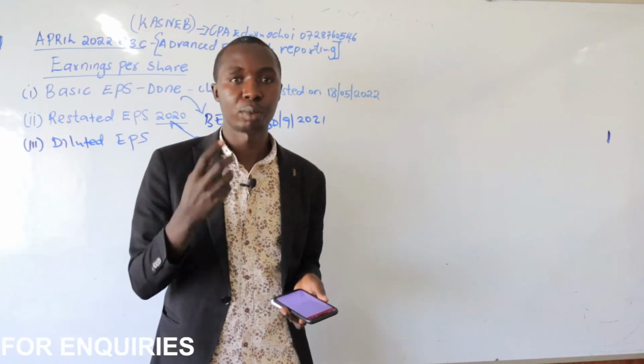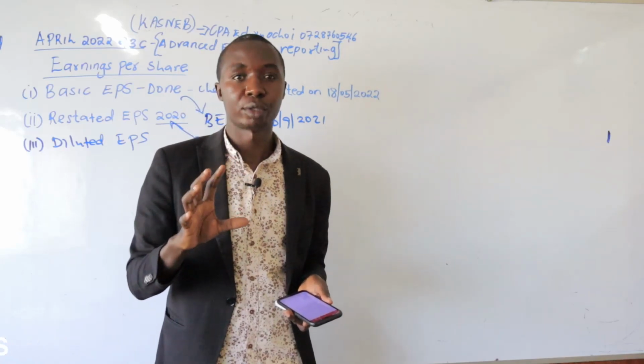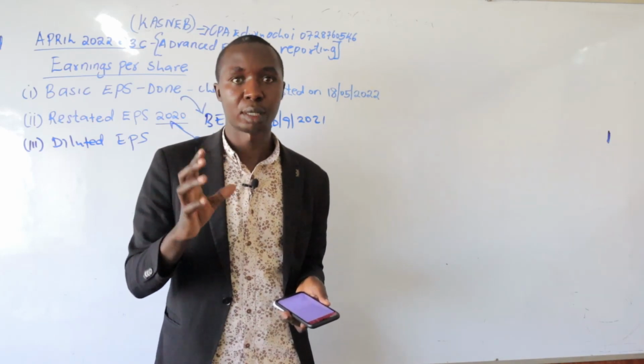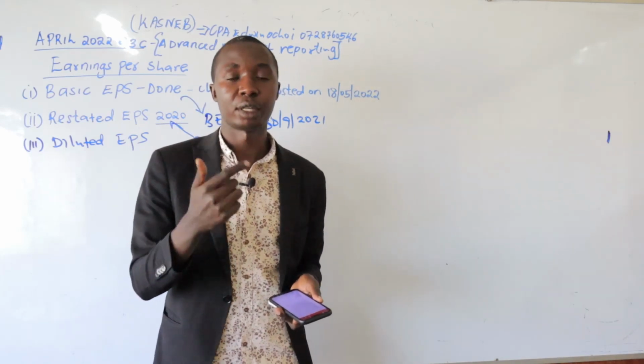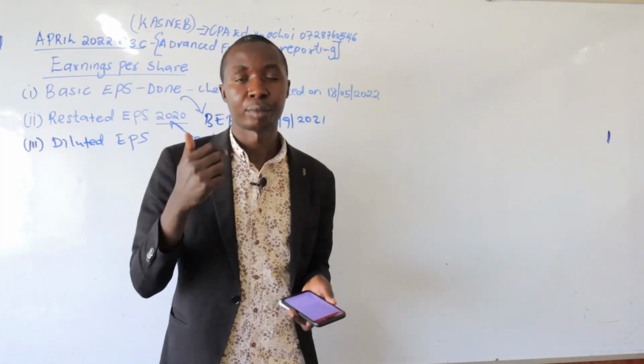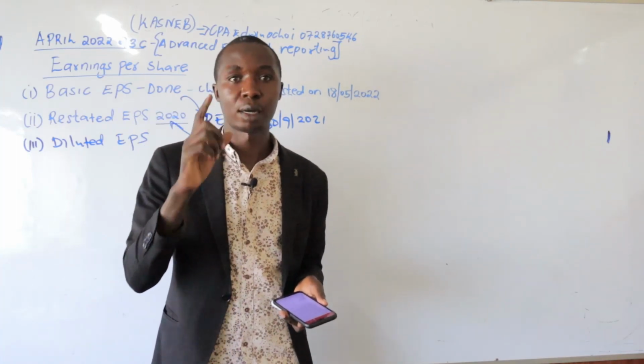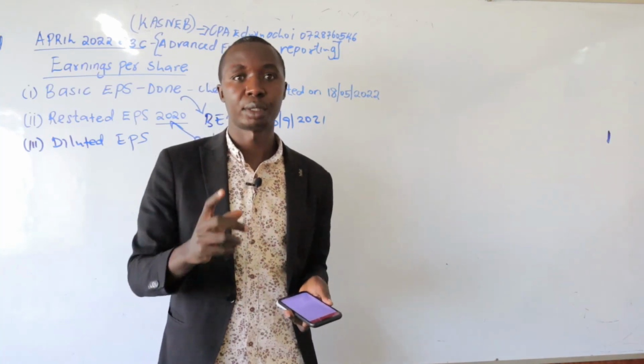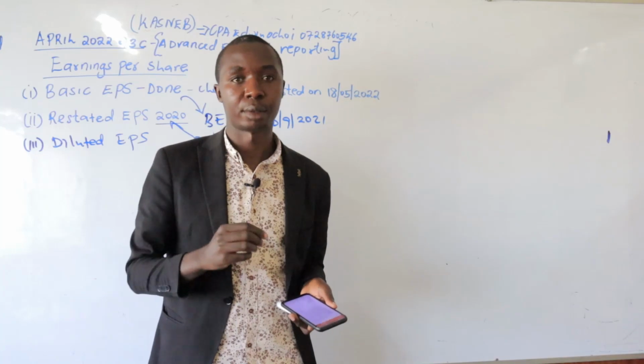Then finally I would be able to compare the performance of the entity by checking the 2 earnings per share: the one restated for the year ending 30th September 2020 and the one we got in our first computation of basic earnings per share for the year ending 30th September 2021.